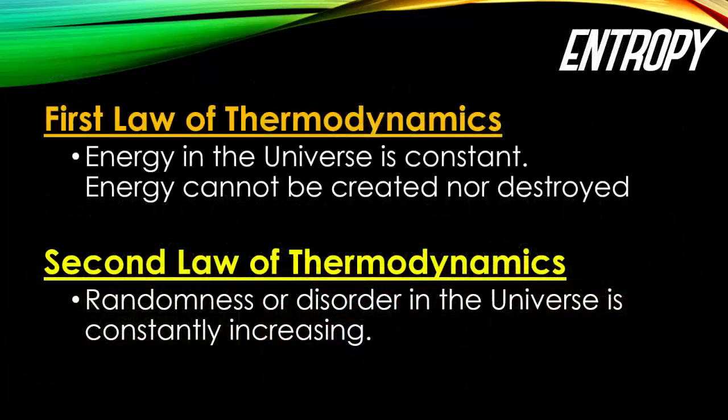So when we think about entropy and how it relates to the spontaneity of reactions, we have to take into account the different laws of thermodynamics. The first law of thermodynamics states that energy in the universe is constant, therefore energy can be neither created nor destroyed. The second law of thermodynamics states that randomness or disorder in the universe is constantly increasing. Whenever you have a solid sample, it will always break down into smaller and smaller pieces, because randomness is something that should always be increasing in the universe.